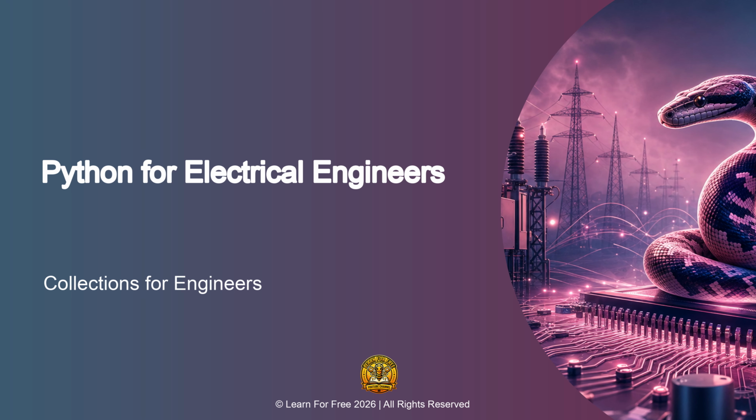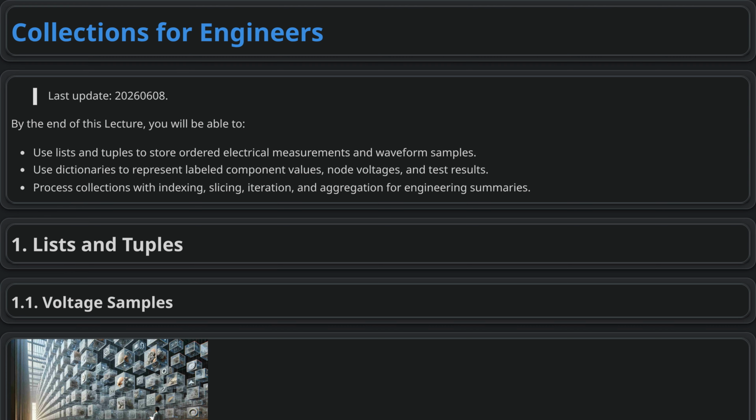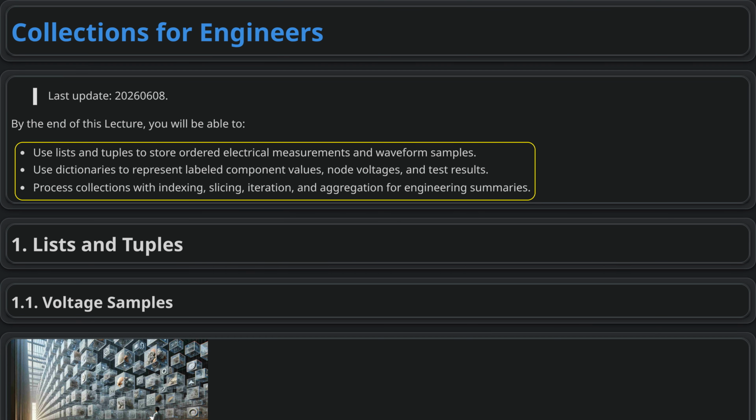Module 3, Lecture A, Collections for Engineers. By the end of this lecture, you will be able to use lists and tuples to store ordered electrical measurements and waveform samples, use dictionaries to represent labeled component values, node voltages, and test results, and process collections with indexing, slicing, iteration, and aggregation for engineering summaries.